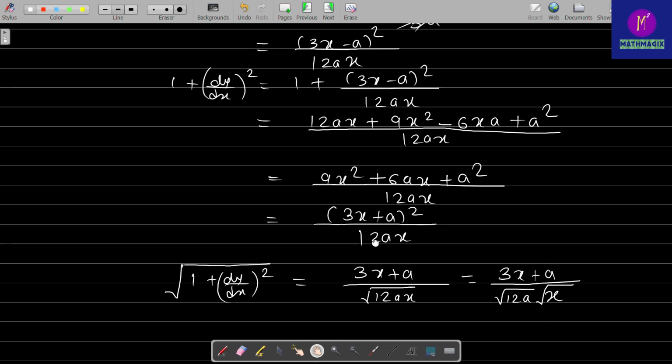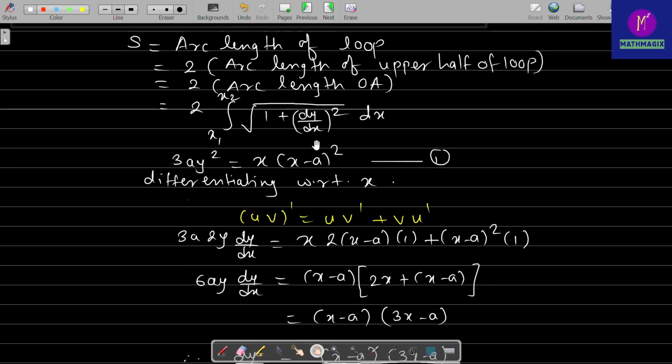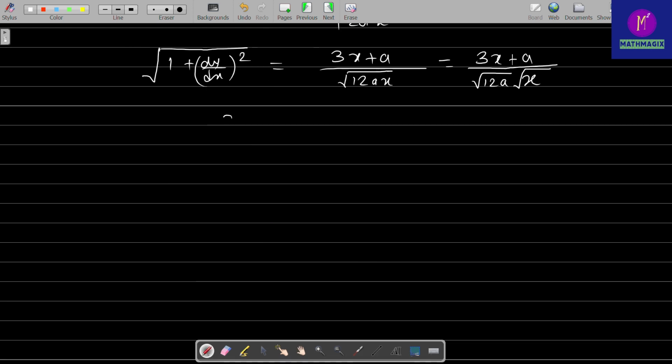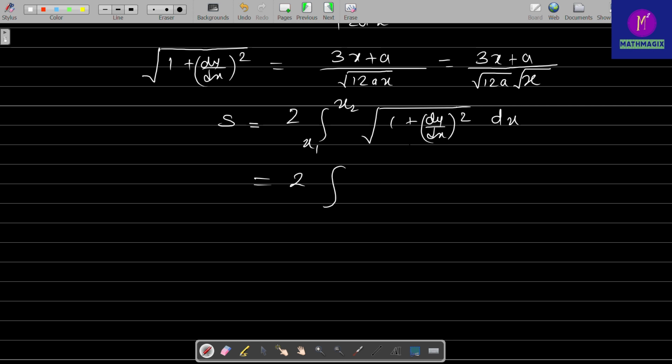So let us see the formula first. s is equal to twice the integration from x1 to x2 of the square root of 1 plus (dy/dx) the whole square dx. This is equal to 2 into the integration of the square root term, which is nothing but (3x plus a) divided by root 12a into root x dx, as we are writing here x. So we should write here the limits of x.